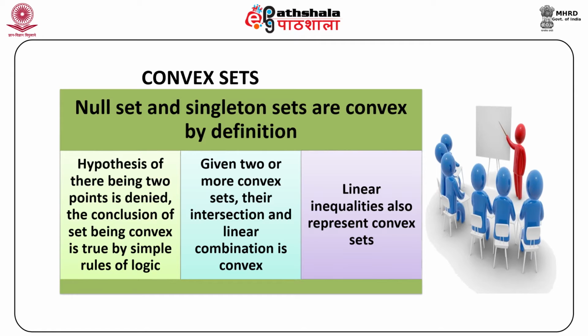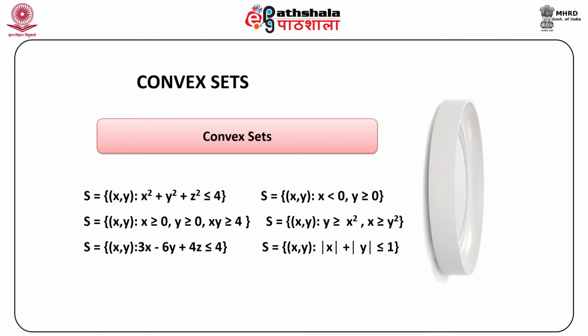Given two or more convex sets, their intersection and linear combination involving additions of the positive multiples of convex sets is convex. Regular geometric shapes like circles, triangles, squares, rectangles, and the like, with all interior points included, constitute examples of convex sets. Linear inequalities also represent convex sets. It may be easily verified by drawing a graph that the following are convex sets.